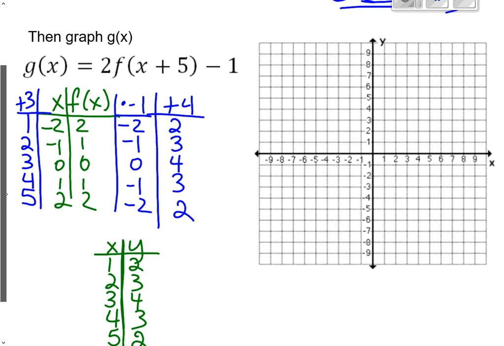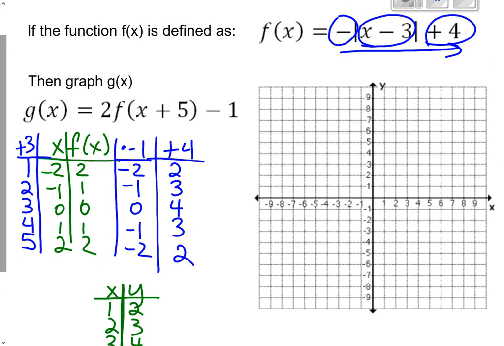Well, now we want to look at g of x. And g of x tells me it's 2 times f of x plus 5, minus 1. Which means we want to go to our f of x table of values now, the one that we just did all the transformations on, this green one at the bottom. And now I want to apply all of these transformations to it.